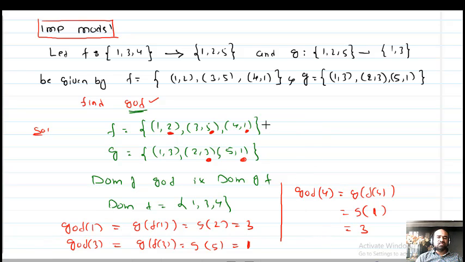Now I will write the conclusion here. Students, G circle f equals (1,3), (3,1) and (4,3). Okay, this is G circle f, an important model.